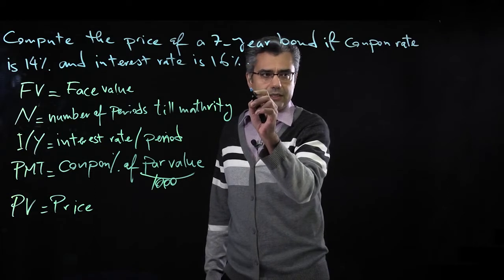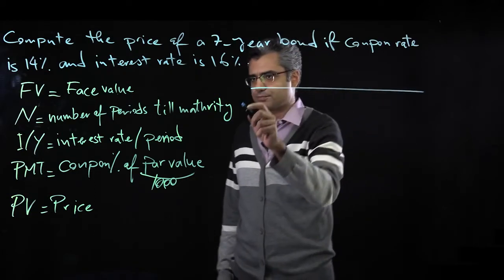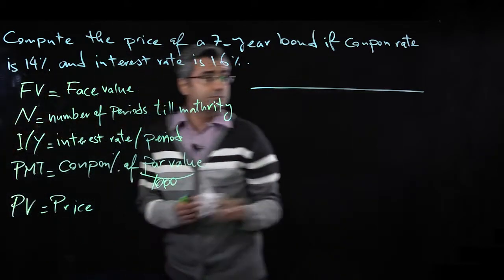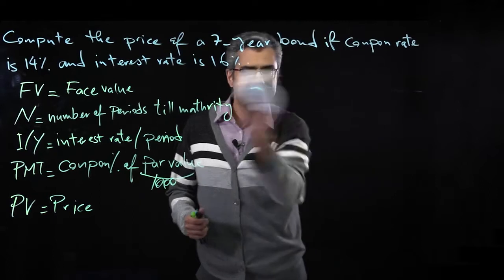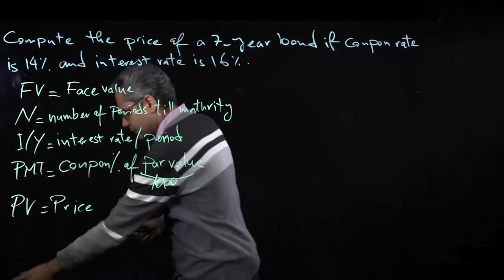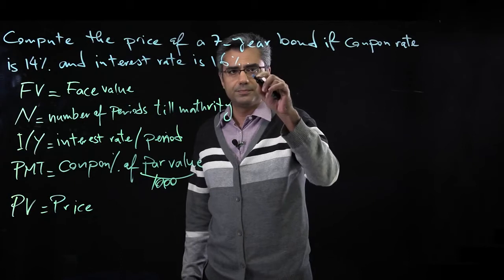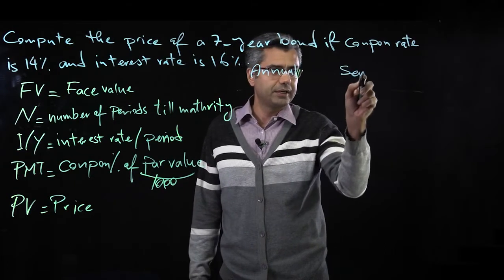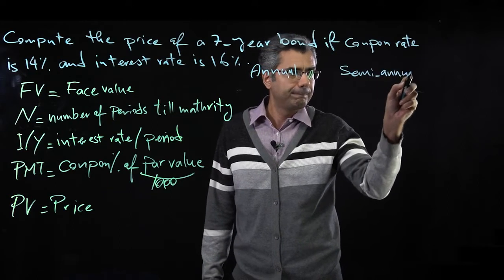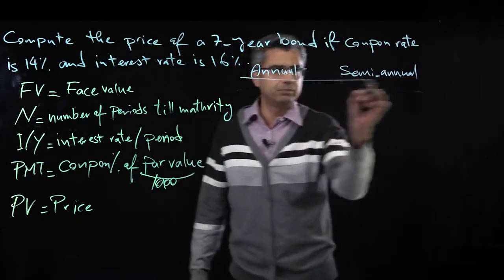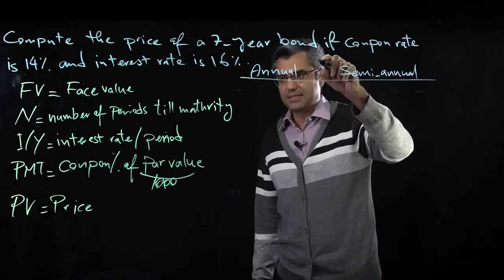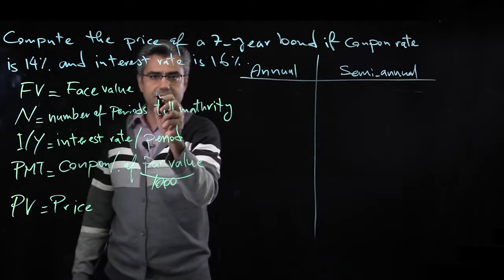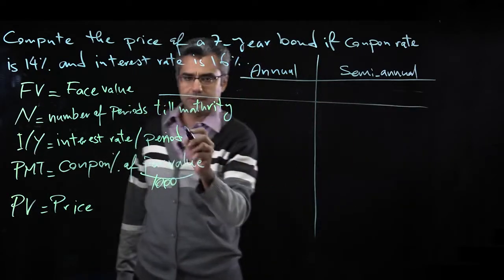So here I construct a table. Assuming first it's annual and then semi-annual, because usually bonds pay annually or semi-annually. So let's complete this table like this.